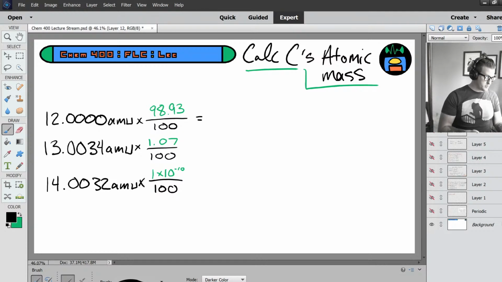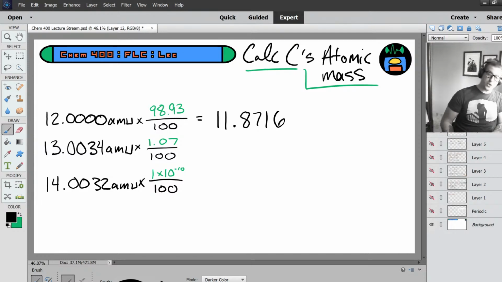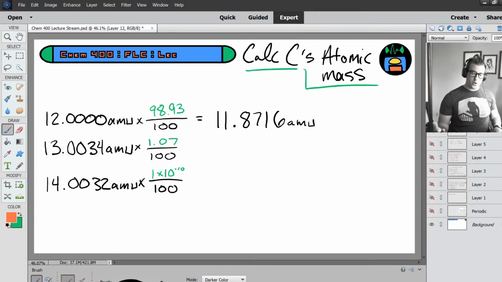Now, we're doing a multiplication here, so 12.0000 times 98.93 divided by 100. All right, this comes out to be 11.8716. That's the value that my calculator is giving me. I know that the units here are AMU. As far as sig figs go, this was a multiplication, so I can only keep the fewest number of sig figs.